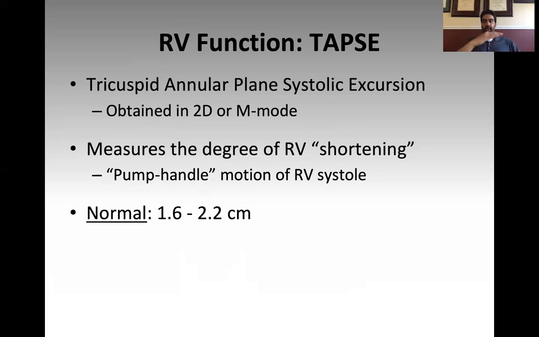And when the RV shortens, the tricuspid annulus attached to the free wall moves up towards the apex, and then in diastole it moves down. So when we talked about assessing RV function, we talked about how measuring the excursion of tricuspid annular motion in systole, called the TAPSE, or tricuspid annular plane systolic excursion, is a pretty good indicator of RV function, assuming there's no significant focal wall motion abnormality. So we're measuring the degree of RV shortening. And remember, the normal range is anywhere between about 1.6 and 2.2.